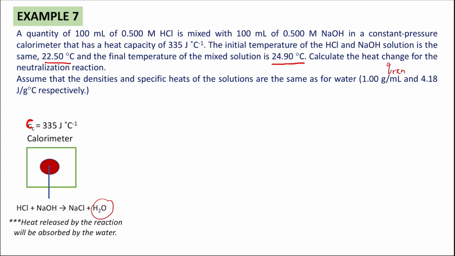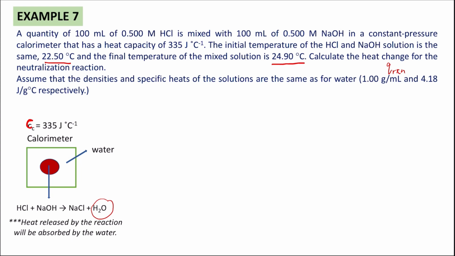Okay, so macam mana kita nak dapatkan information ini? Dia minta awak assume density dan specific heat of solution same for water. So kita kena identify siapakah kita punya surrounding. Sebenarnya daripada reaction ini awak tahu awak hasilkan salt and water. So maknanya heat released by the reaction will be absorbed by the water. Sebab tu ada information water dekat sini, di mana kita boleh determine mass untuk water.